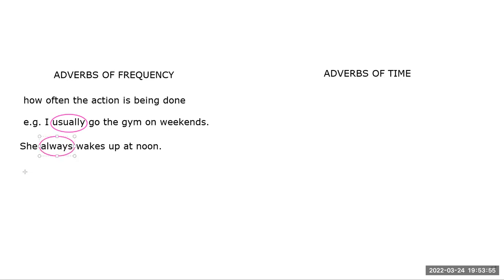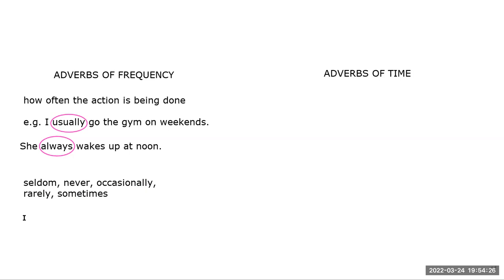So words like usually, always, seldom, never, occasionally, rarely, sometimes. Those are all examples of adverbs of frequency, right? And then we have the adverb of time.